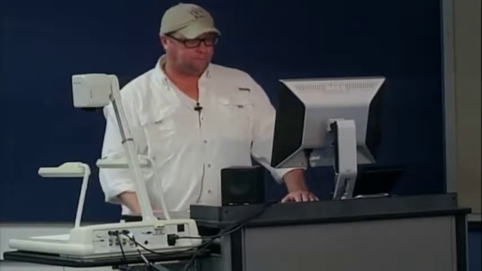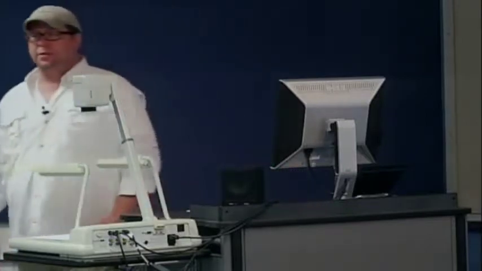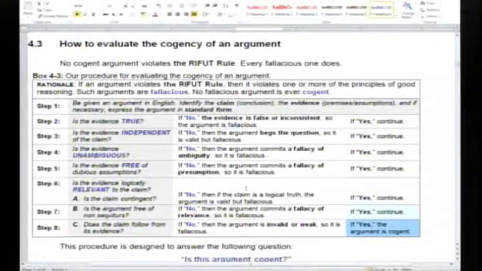So we're not going to tackle this rule or this procedure in the order of the R, the I, the F, the U, and the T. Rather, what this procedure allows you to do is to evaluate an argument starting with the questions that are generally easiest to assess in English to the questions that are hardest to assess in English. And above all, that will be, does the claim follow from the evidence? That is, is the argument valid? You can't, in the end, say that an argument is cogent unless you can answer each one of these questions.